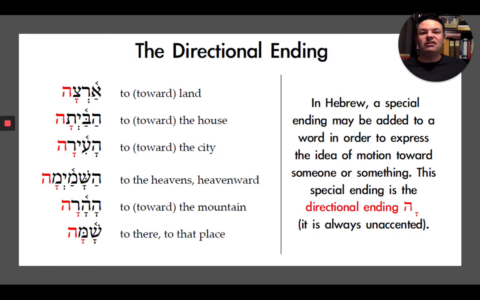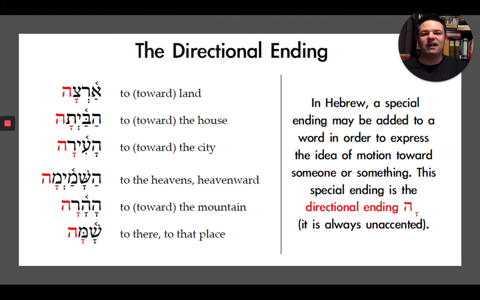So if you wanted to say he's going there, he's going over there, you'd say sham'ah. It's one of the ways that you could say it. There are other ways that you can say this as well. So notice you could even do this with a place name like Jerusalem, right? Yerushalayim, Yerushalayma, that is, to Jerusalem.